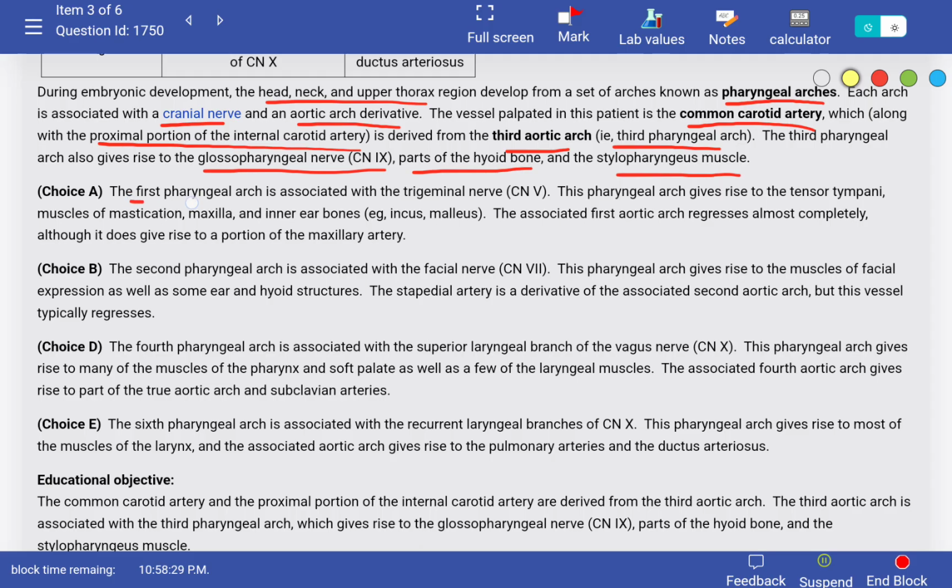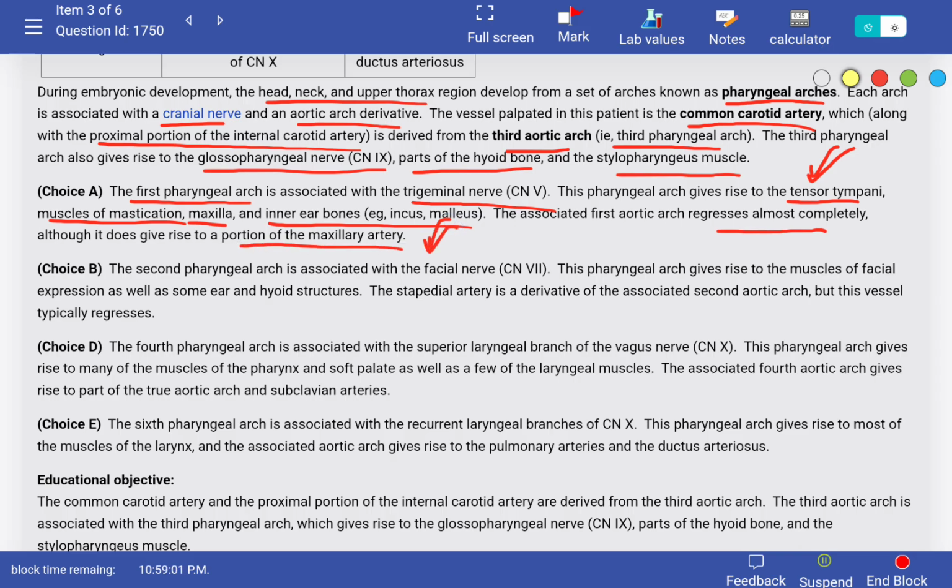Option A, the first pharyngeal arch, is associated with the trigeminal nerve, cranial nerve 5. This pharyngeal arch gives rise to the tensor tympani, with that, muscles of mastication, maxilla, and inner ear bones, that is incus and malleus. The associated first aortic arch regresses almost completely, although it does give rise to a portion of the maxillary artery.